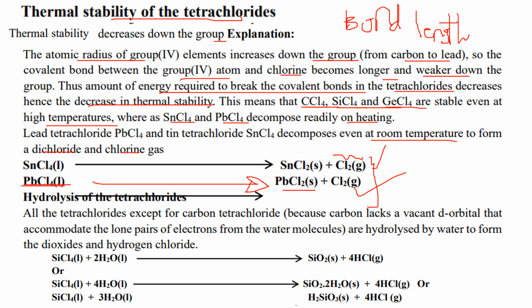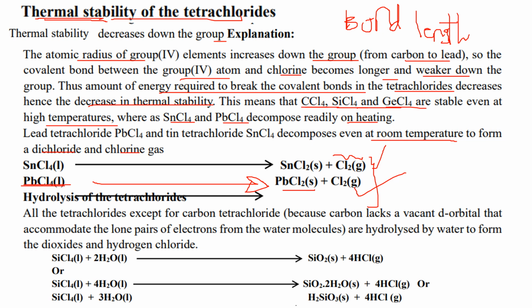But I've told you, whenever you're explaining anything in thermostability, anywhere in inorganic chemistry, you have to explain in terms of bond length. That means that you have to include the atomic radius, the atomic size, and what is happening progressively down the group. And after talking about the atomic radius, you talk about the bond length. After talking about the bond length, you talk about the bond strength. The longer it is, the weaker it is. The shorter it is, the stronger it is.